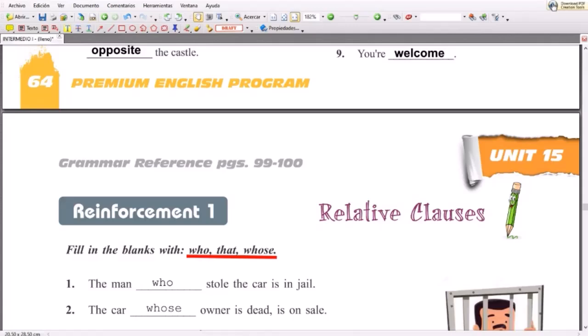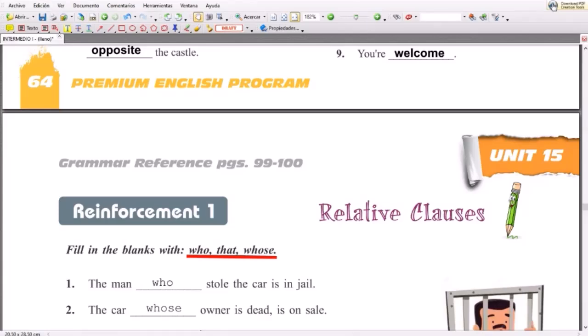Yes, I'm there. Okay, good. So reinforcement 1. In this case, my friend, just focus on who, that, or whose. Teacher, but who and that can be used in the same way. Yes, I mean, can be used for people, yes? But if you have someone, try to use who. If you have an object, try to use that, okay?